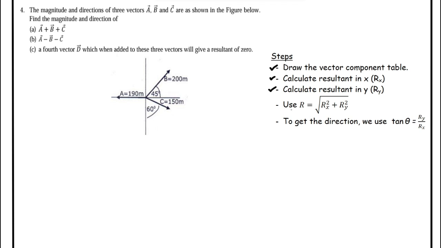is Ry. Then we use this formula R to get the resultant value, because here we'll be getting the resultant in X and the resultant in Y, but we have to get the actual resultant, which will be gotten by this formula. If we are asked to get the direction, we have to use tan theta is equal to Ry over Rx. Theta is the angle which gives the direction of the resultant. With that in mind, let's get into it.